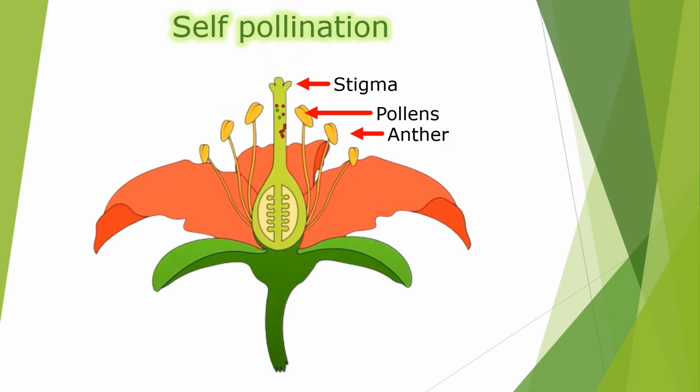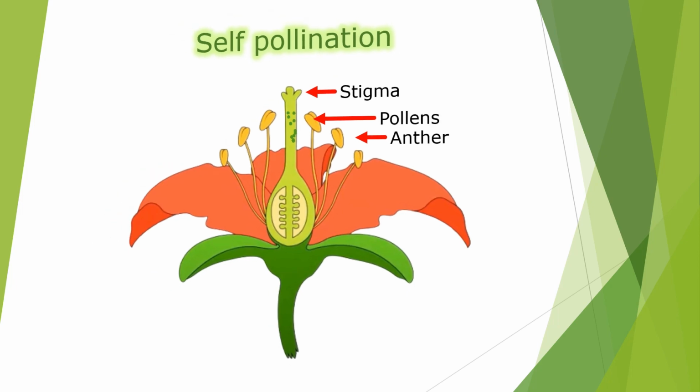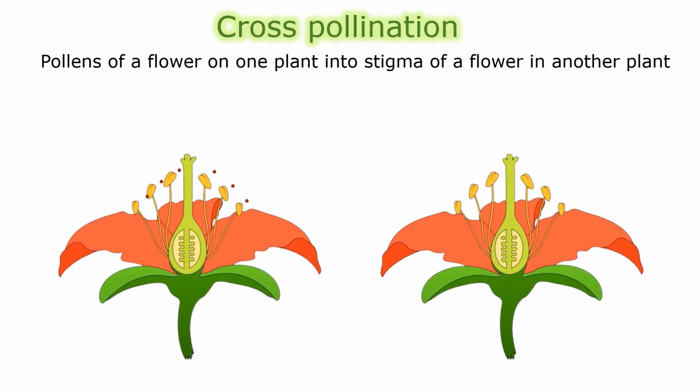Pollens can reach the stigma of the same flower, or it could be a different flower. When pollens of a flower reach the stigma of the same flower, this kind of pollination is called self-pollination. When pollens in the anthers of one flower reach the stigma of another flower within the same species, this kind of pollination is called cross-pollination.